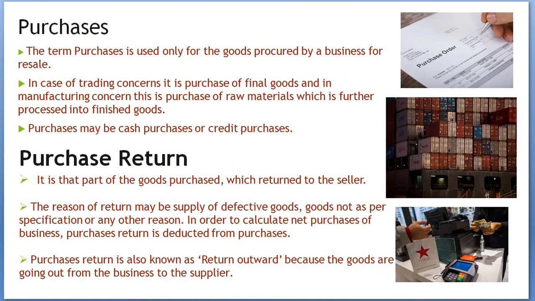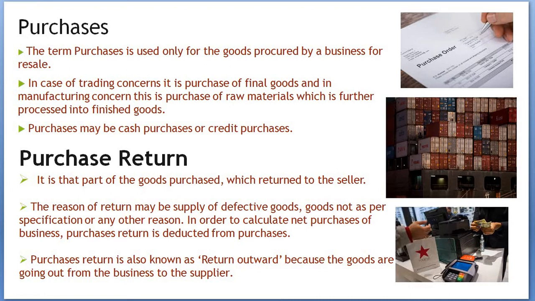Purchase return. Whenever we return the goods purchased by us to the supplier, the reason may be anything. The goods may be defective, goods not according to sample, you have to return the goods, and that is known as purchase return. So purchase return is that part of the goods purchased which is returned to the seller. The reason of return may be supply of defective goods, goods not as per the specification, or any other reason.